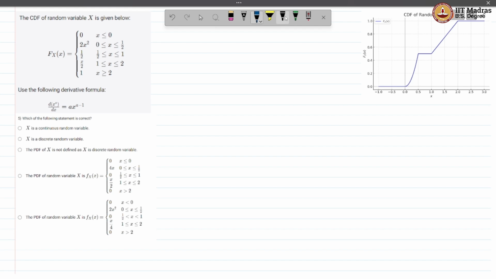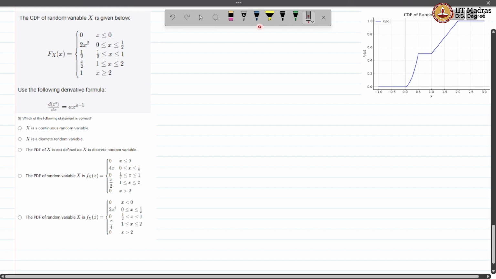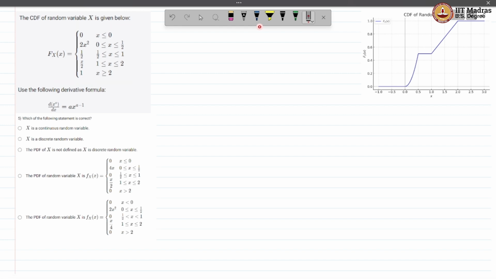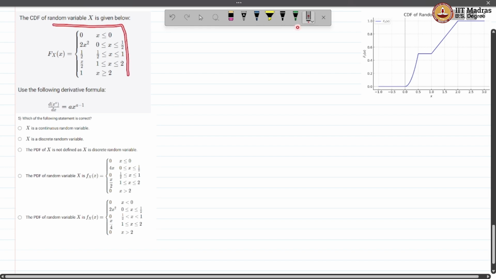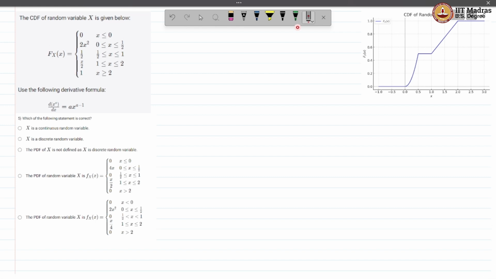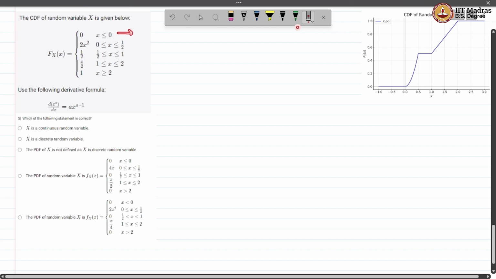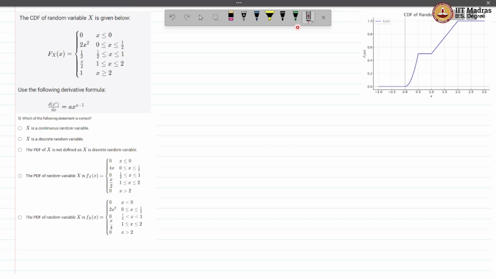So in question number 5, we are given CDF of a random variable x, and the CDF is defined like this. And on the basis of this, we have to choose the correct options. So for option A and B, we have to check whether x is continuous random variable or discrete random variable. So from the CDF, how can we determine if the random variable is discrete or continuous? If the step sizes are 0, in that case the random variable is continuous, otherwise it is discrete.